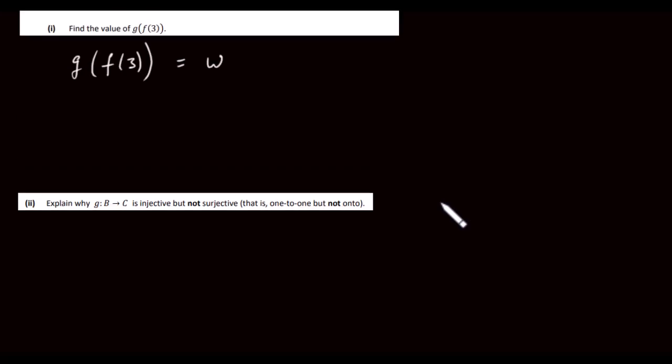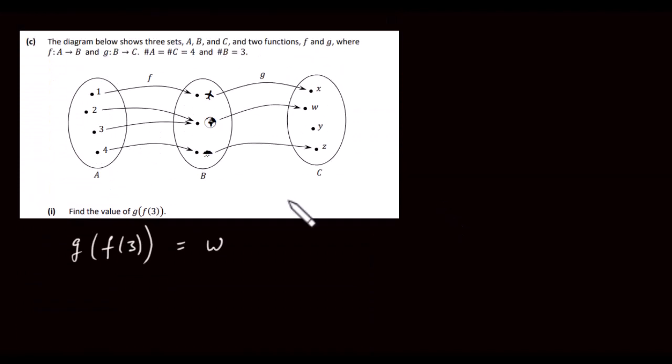We've got: explain why g, which maps B onto C, is injective but not surjective. Okay, so we are going from B to C here. Why is it injective? Well, it's injective because every output that we have here is an image of a unique input. So this is the image of only one input here. This one here is the image of only one input. This image here is the image of only one input.